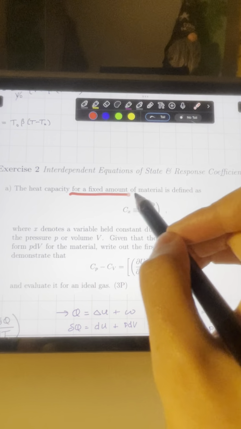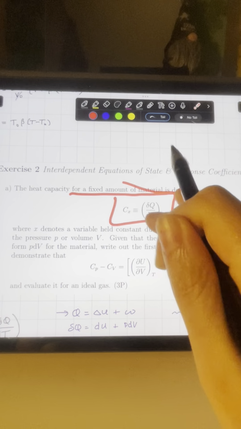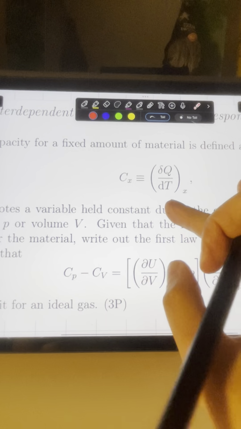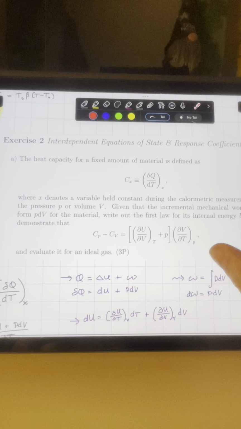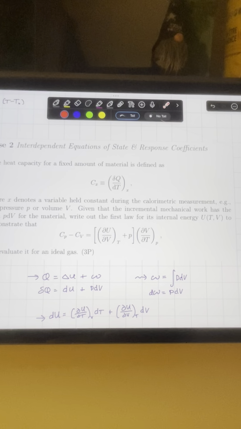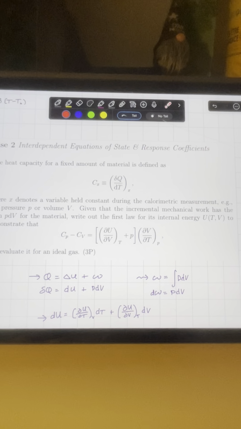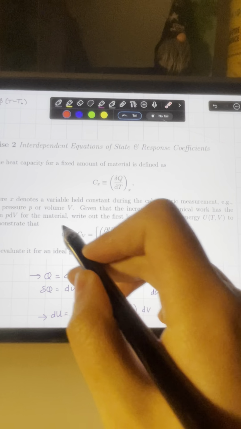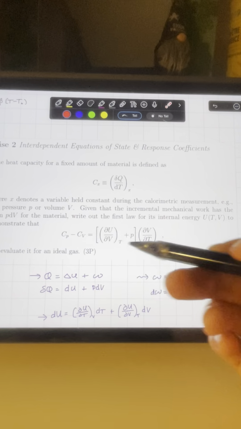Now, question 2. The heat capacity for a fixed amount of material is defined as this: C_X is equal to delta Q over dT, where X denotes a variable held constant during the measurement, for example, pressure or volume. Given the incremental mechanical work has the form PdV for the material, write out the first law for its internal energy to demonstrate this, and evaluate it for an ideal gas.